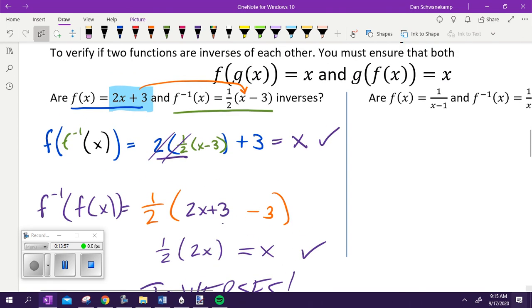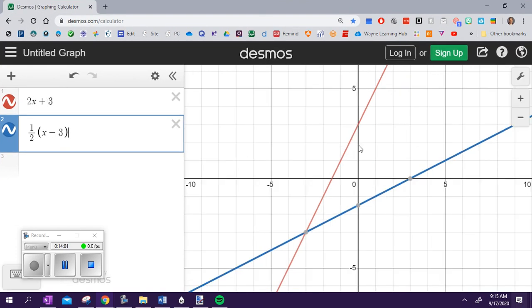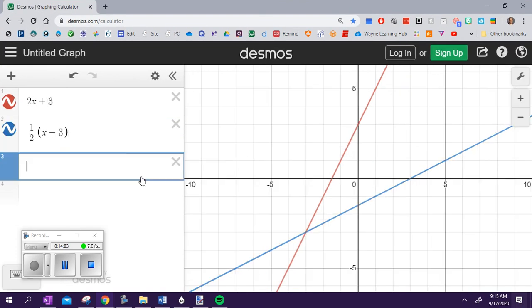Here is a picture of those two shapes when I graph them. 2x plus 3, it's the red line. There's the blue line. If I were to also graph the line y equals x, you would agree that I could fold over top of that line and they would be inverses of each other. Questions on something on the front side?